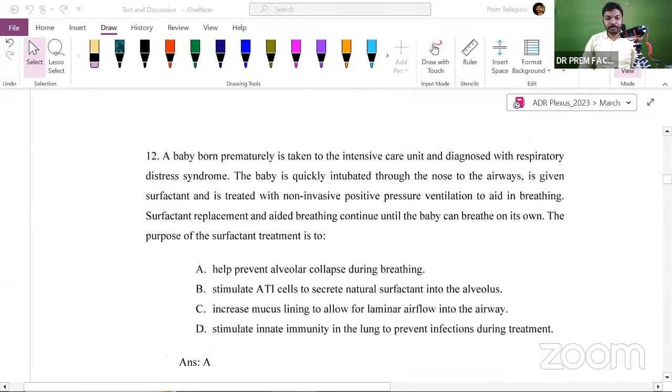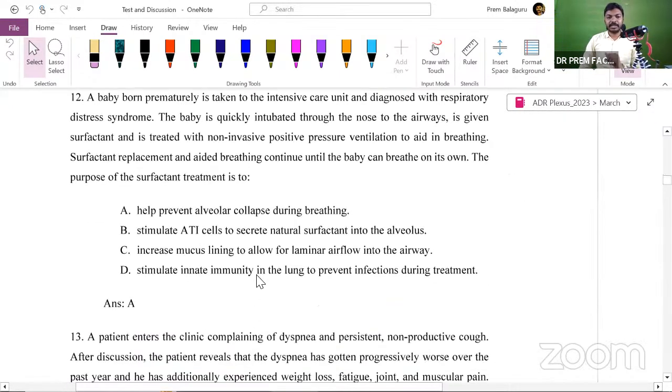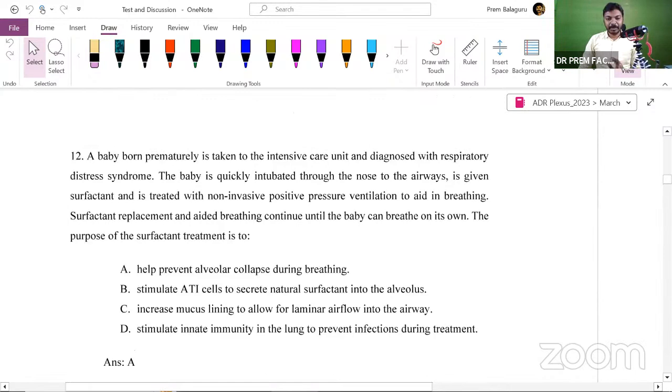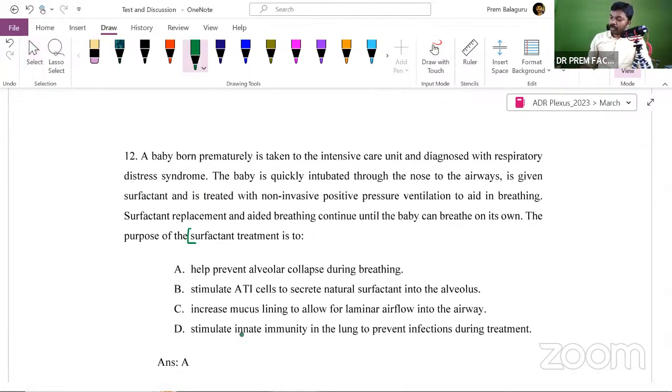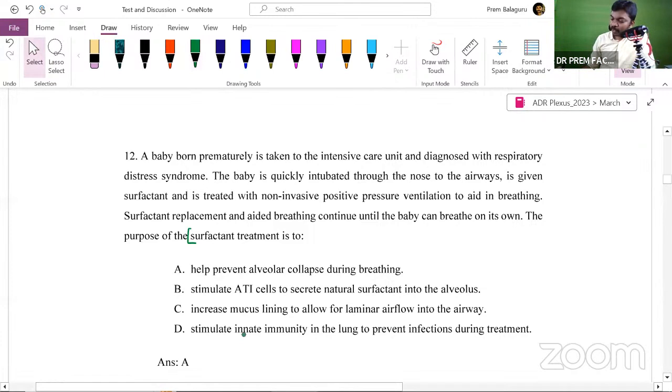Question 12, a baby born prematurely is taken to the intensive care. Even though the question gives a lot of history, the ultimate point is, the purpose of surfactant treatment is to, option A, help prevent alveolar collapse during breathing, which seems to be the right answer. So let's keep this as a check.